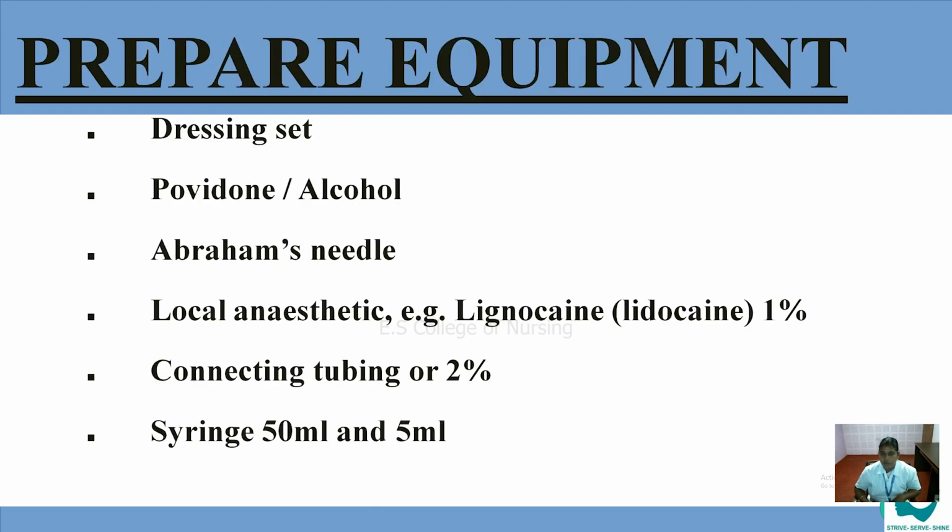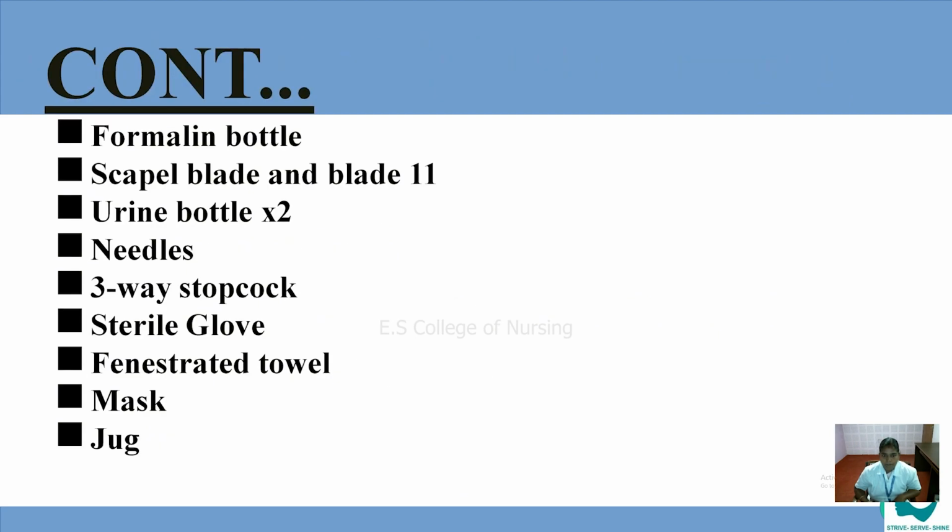So next we want to prepare the equipment for this procedure. What are all the things we want to prepare? Dressing set, povidone or alcohol, needle, Abraham's needle, local anesthesia like lignocaine 1% or 2%, connecting tubing, 50 ml and 5 ml syringes, formalin, scalpel blade number 11, urine bottle for collecting the specimen, needle and 3-way stopcock, sterile gloves, fenestrated towel, mask and jug. These are all the articles needed for the thoracentesis procedure.